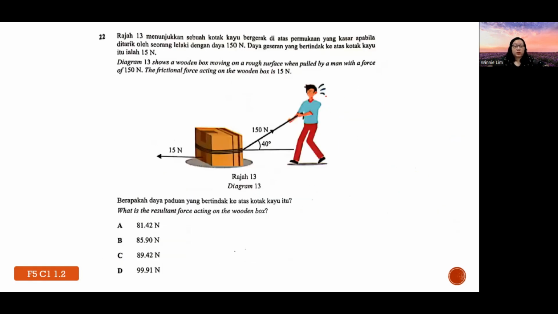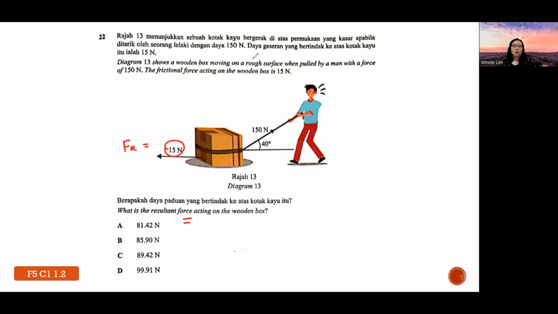Move on, question 22. Diagram 13 shows a wooden box moving on a rough surface when pulled by a man with a force of 150 Newton, and the frictional force acting on the wooden box is 50 Newton. What is the resultant force acting on the wooden box? Okay, so when you want to find the resultant force, you need to make sure the forces are all the forces involved in the horizontal direction. So this is the frictional force, which is given the symbol Fr.